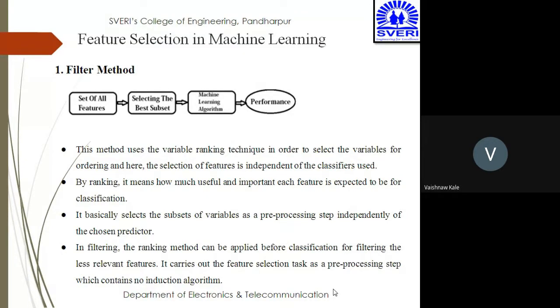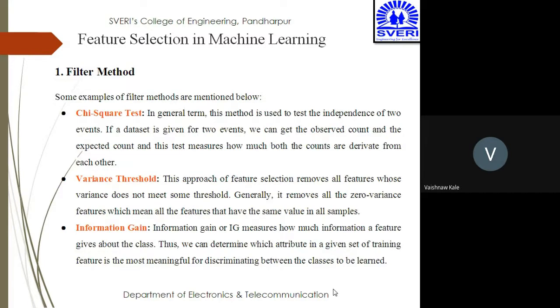In filtering, the ranking method can be applied before classification for filtering out less relevant features. So ranking gives you relevant features as well as less relevant features, and this is very useful for feature selection. It carries out the feature selection task as a pre-processing step which contains no induction algorithm. So it considers it just like a pre-processing step; just as we do pre-processing, feature selection behaves the same way. Then what are the filter methods that have been applied?